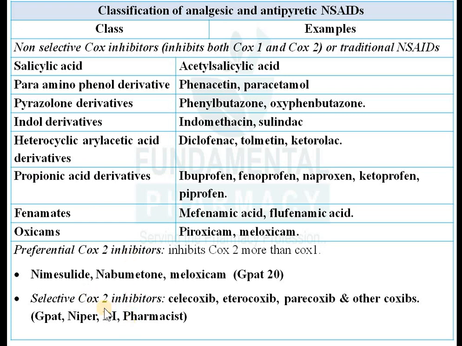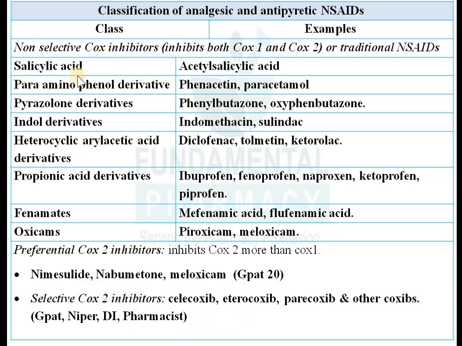And the third category is a selective COX-2 inhibitor. So there are three categories. Non-selective COX inhibitors inhibit both COX-1 as well as COX-2. Preferential COX-2 inhibitors inhibit COX-2 more than COX-1. And the last one, selective COX-2 inhibitors, inhibit only COX-2.